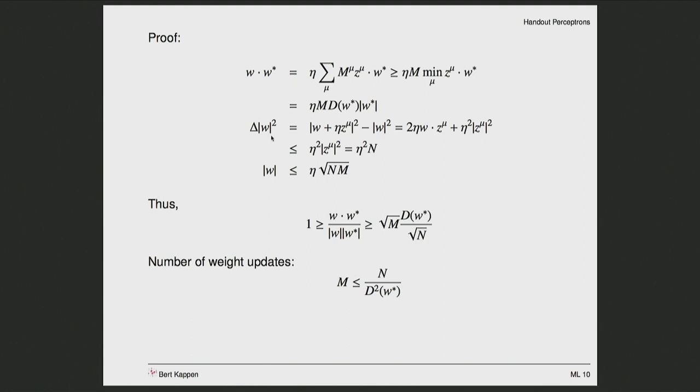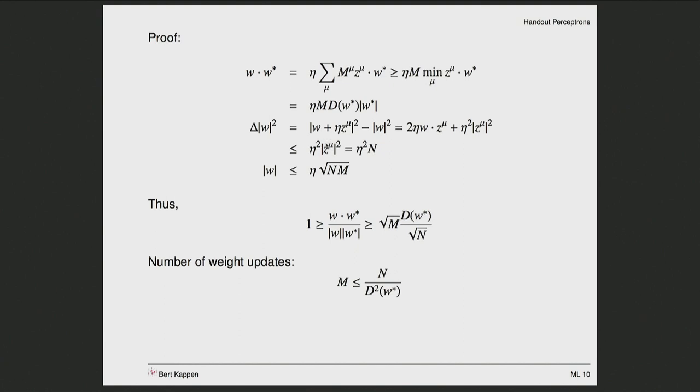And the other is we look at the change in the norm of w in one learning step. So the change in the norm of W is the norm of W after a learning step minus the norm of W before the learning step. We can expand this, so we get W squared minus W squared, that cancels. We get a double product, 2 eta W z mu, which is this one. And then we get an eta squared times the norm of z mu squared. Now here the trick comes. In this learning step, the learning only takes place if the inner product of W and z is negative, so this term is negative. That means this whole thing is less than just the last term.